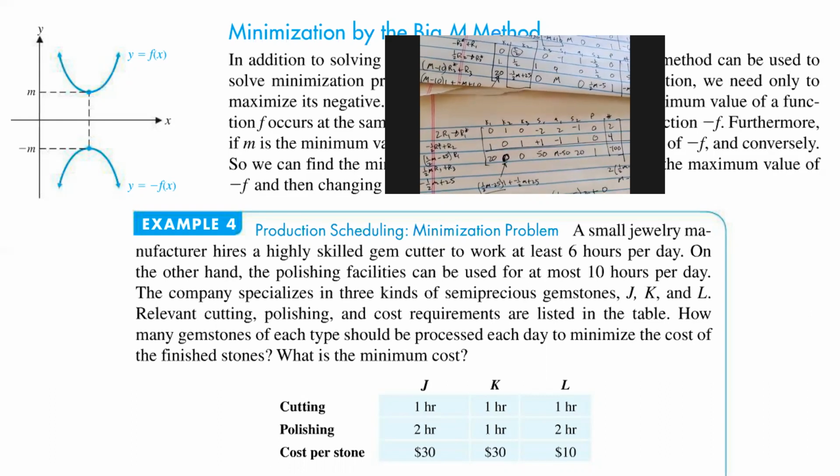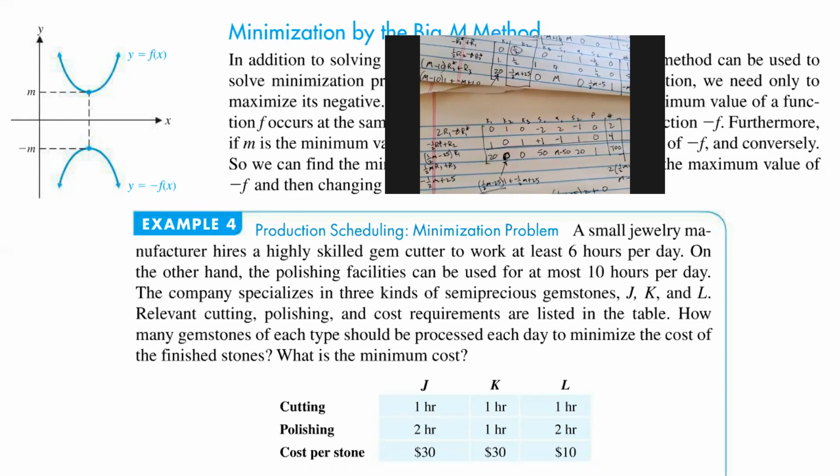X1 equals 0 because it's a non-basic variable. I'm going to write them all down. X2 though is basic, and it equals 2. X3 is also basic and it equals 4. And S1 is also non-basic and it equals 0. And A1 is also non-basic and equals 0. And S2 is also non-basic and equals 0. And the profit equals negative 100.